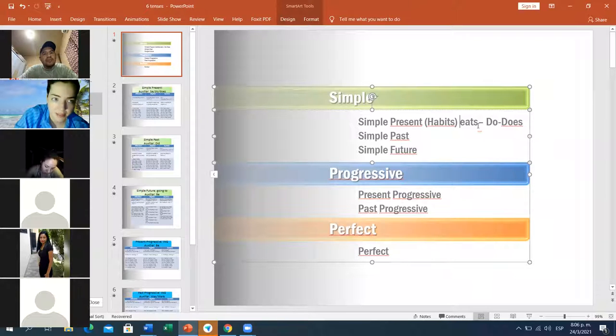Simple past, el pasado simple. It is used when the action is already done. Se terminó. Our auxiliary, ¿cómo formulamos las preguntas? We did. Did you? Did she? Action is done.